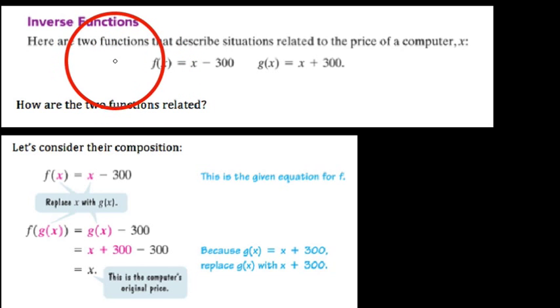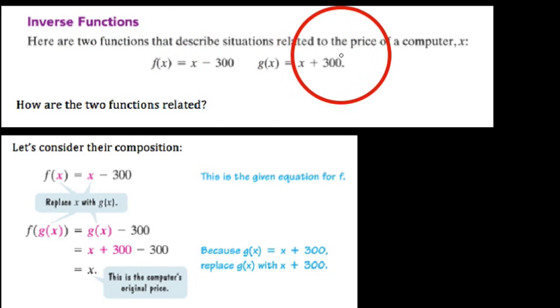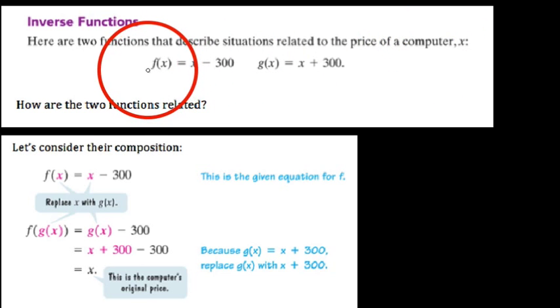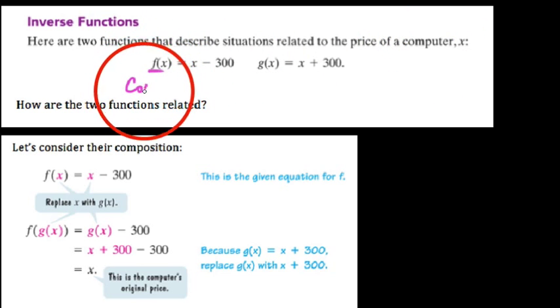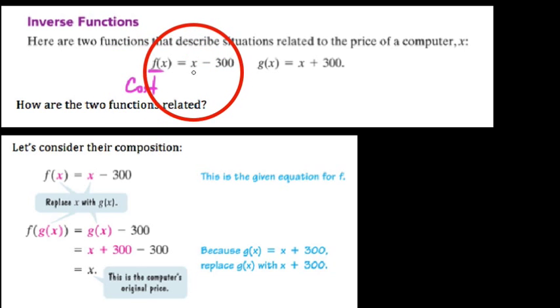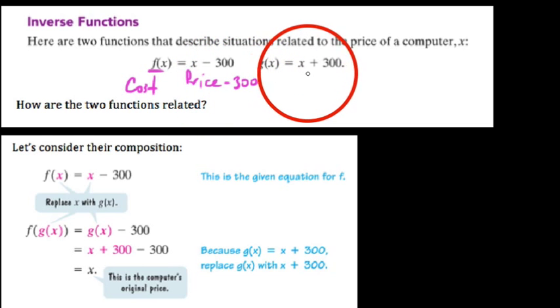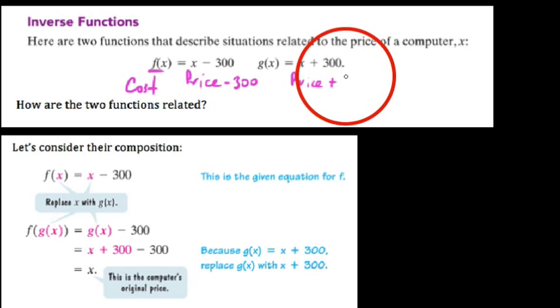So we say here are two functions that describe situations related to the price of a computer x. Maybe the cost function here is just some cost as a function of x, where x is the price. But basically what you can see in this first situation is price minus $300, whereas in the second situation we have the total cost as the price plus $300.